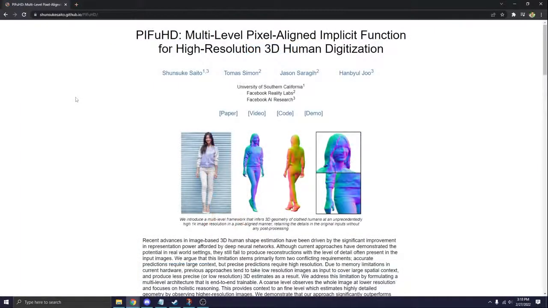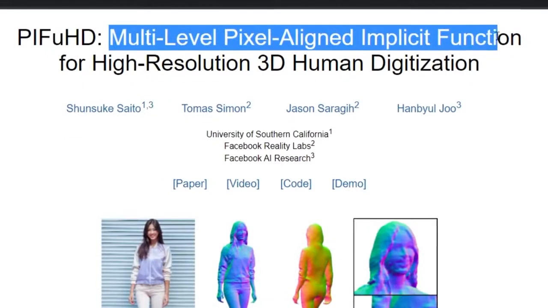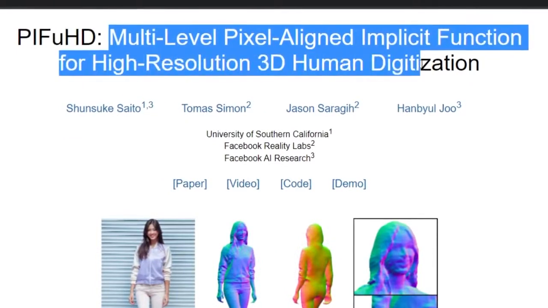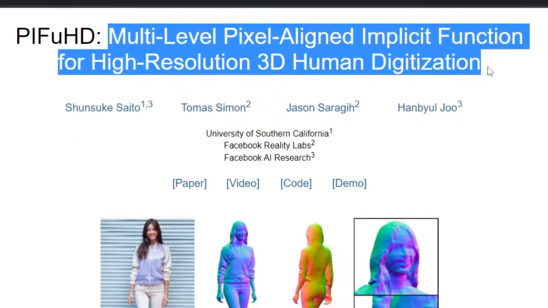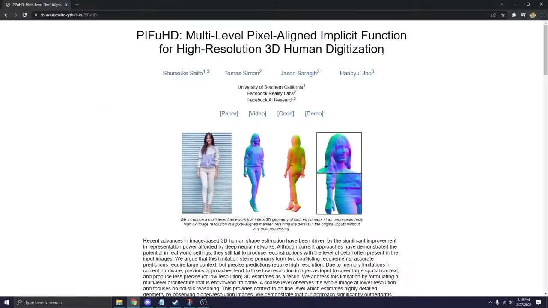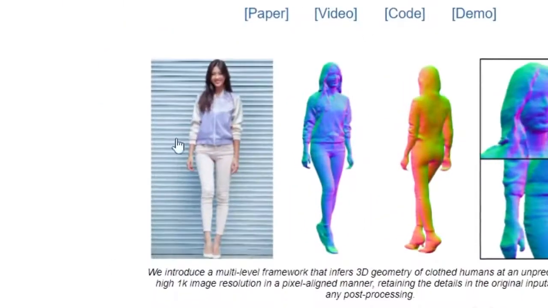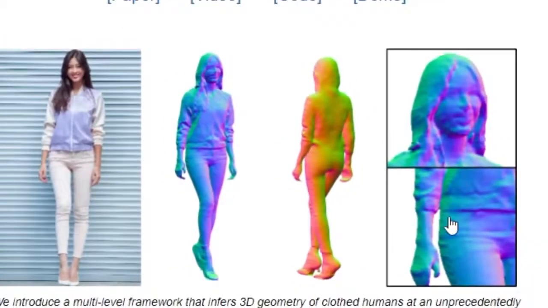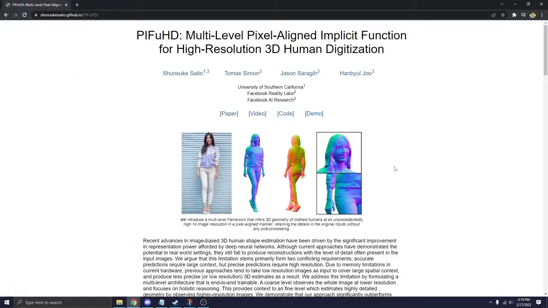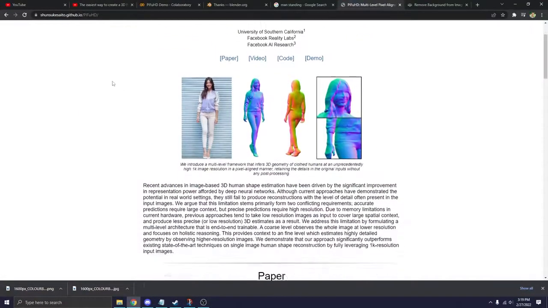Okay, so now that we have the background removed from the image, you're actually going to head over to this website on GitHub, which is basically a multi-level pixel-aligned implicit function for high-resolution 3D human digitization. So this is basically saying we're going to take any picture of a human we have, and turn this into an actual human digitization. So we're going to turn this into a digital file that we can then render as a 3D image. Don't worry, I'm going to have the link for you down in the description below.